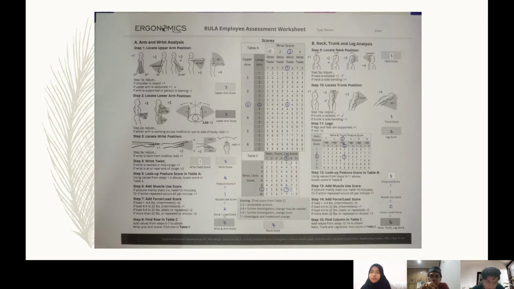Next is the 7th step, which is the add force or load score. This is because the load that is usually used is between 4.4 lbs to 22 lbs, and the action used is repeated and static. The reason is, for example, the maximum weight of the rice pack is between 5 kg to 10 kg, and the item is always being scanned.